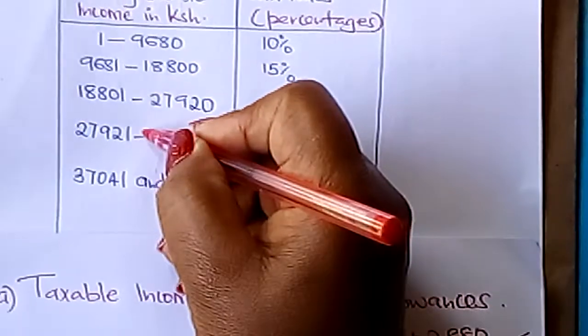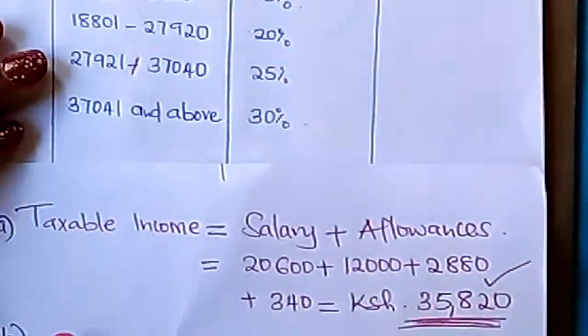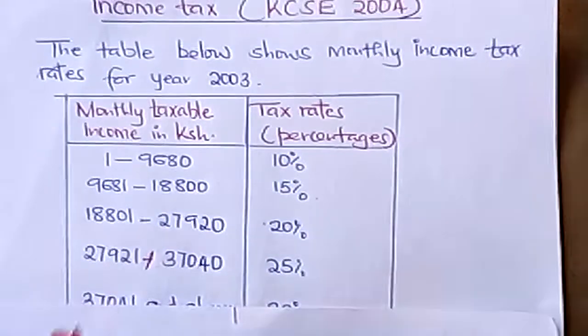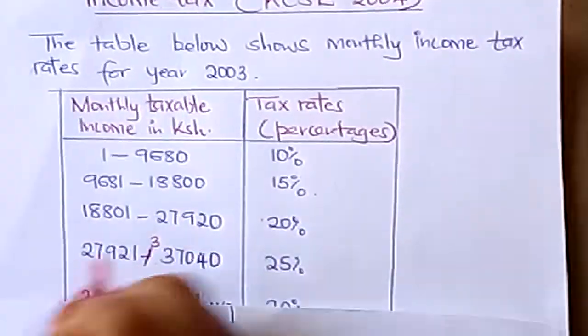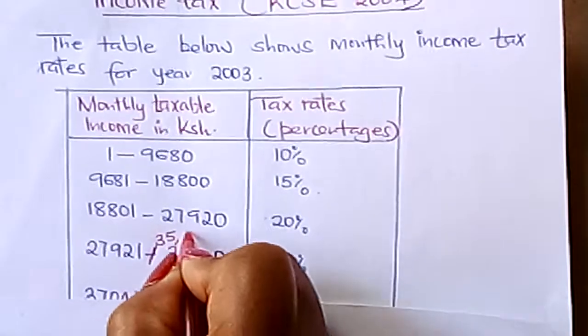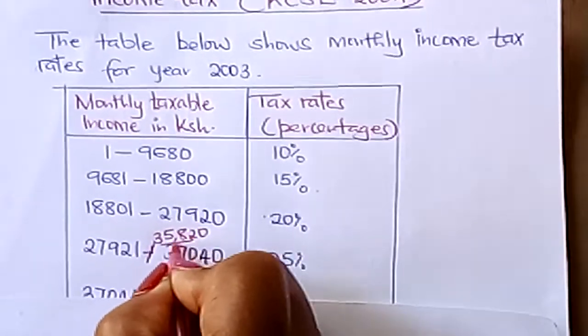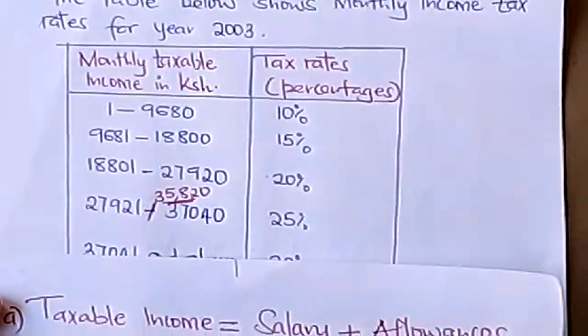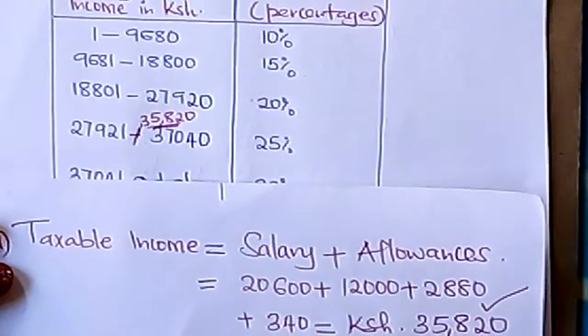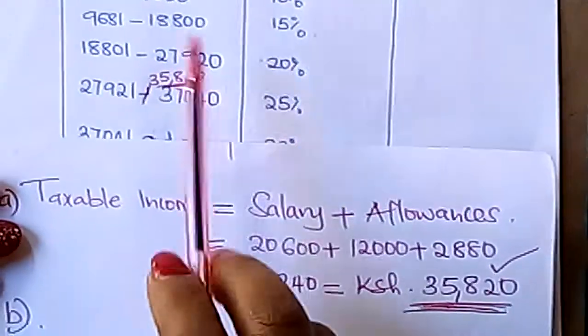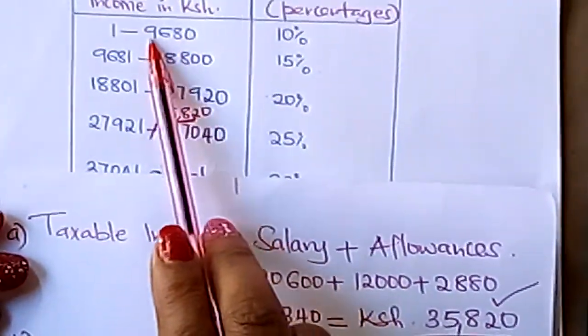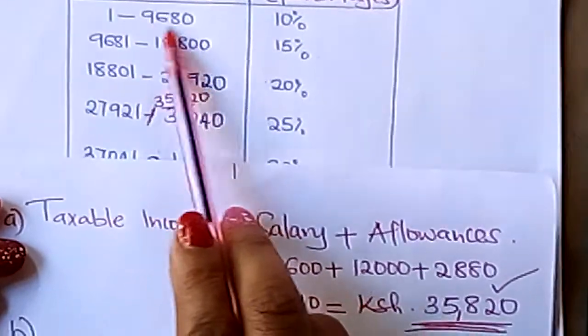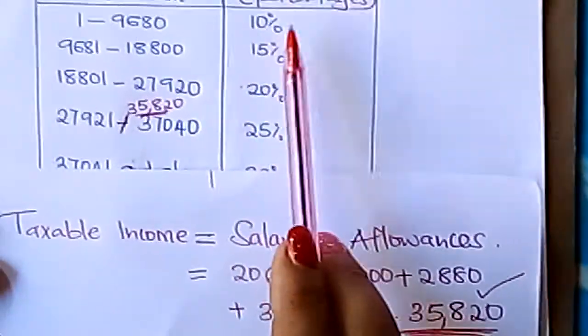You can even write it here. It will lie in between these two figures, 35,820. It goes up to there. So learner, let us now tax this money. So in the first band, learner, these Kenya shillings are taxed at the rate of 10%.